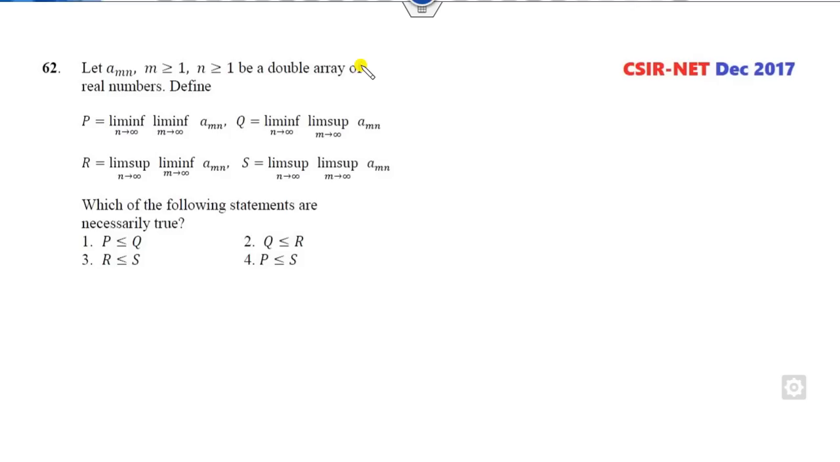Okay, look at the next question. M and N are any real numbers, P and Q, which of the following are correct? Let's think about P less than Q. This is the same term, so we don't focus on it. And we all know supremum is always greater than infimum. So what is the meaning of that? Q is always greater than P. So the first option is correct.